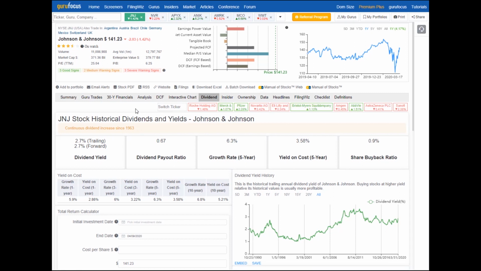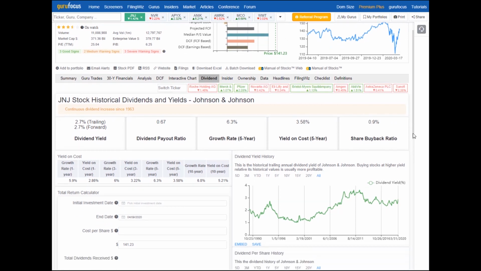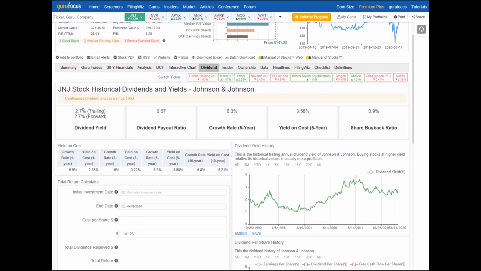The information we show here is under the GuruFocus dividend tab for every stock. Johnson & Johnson has been increasing their dividends since 1963. So the longer they have been paying dividends, the more likely they are going to increase their dividend over time. Currently, the dividend yield of Johnson & Johnson is 2.7%.